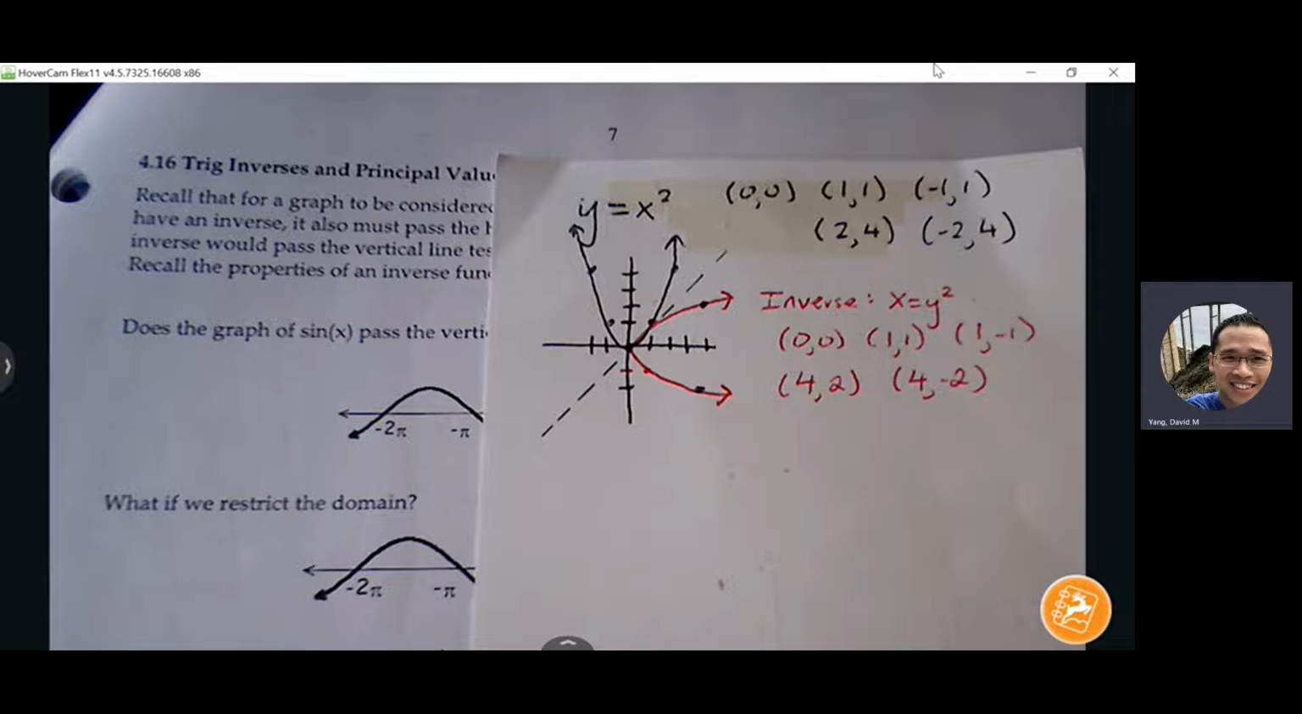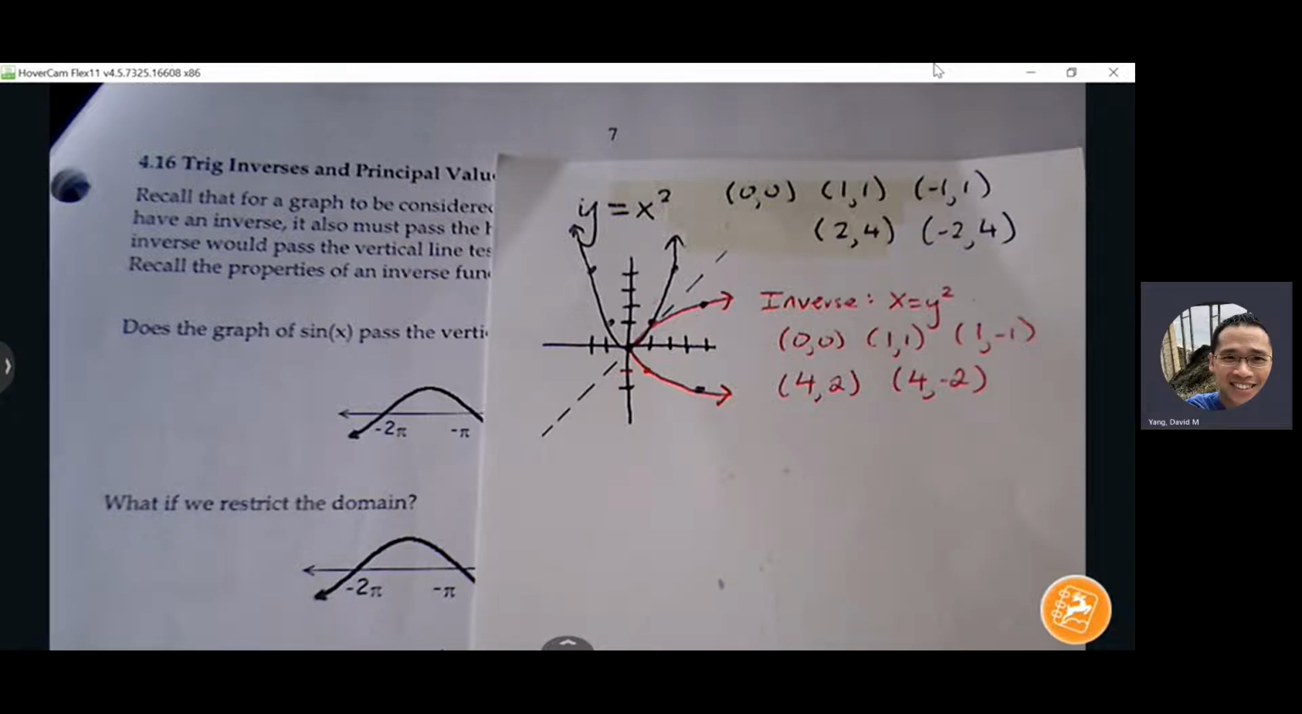The way that we can tell whether a function's inverse will be a function is to look to see if the original function passes the horizontal line test. So in this case, if a graph doesn't pass the horizontal line test, that means that its inverse is not going to pass the vertical line test. Does that make sense? Okay.